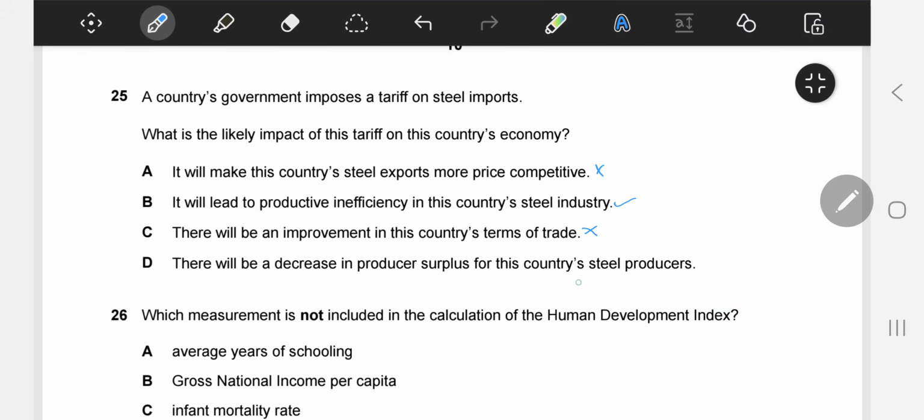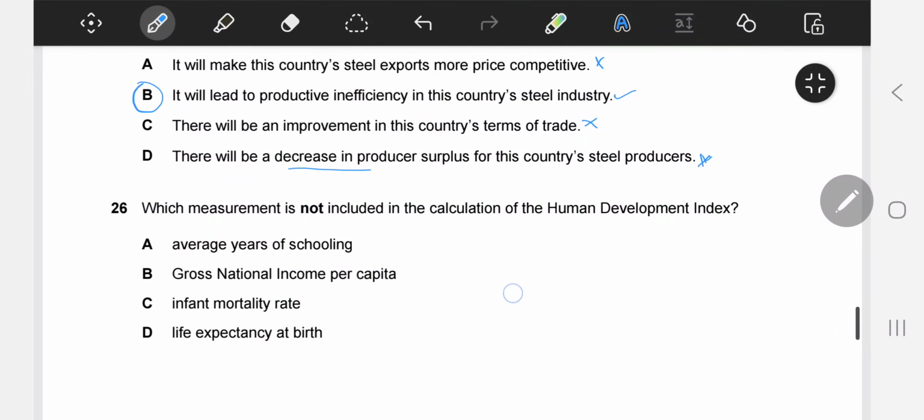Actually, introduction of this is going to increase the producer surplus, not decrease. So for question 25, B is most likely to be the correct answer.